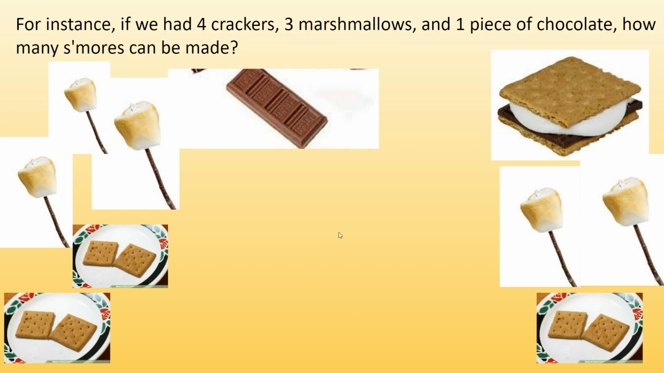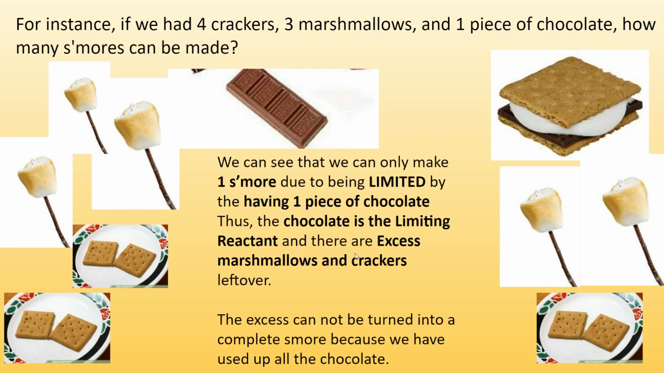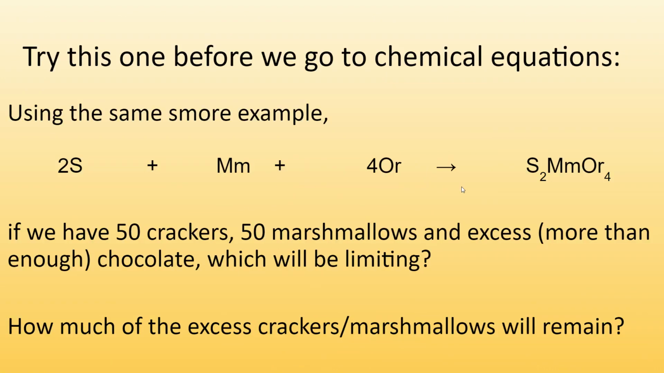So I guess if you didn't like chocolate, you could make another s'more, but it wouldn't follow the ratios of the reactants that we set up as our balanced equation. And that just says everything that I said before. Let's take that into another example of a s'more.